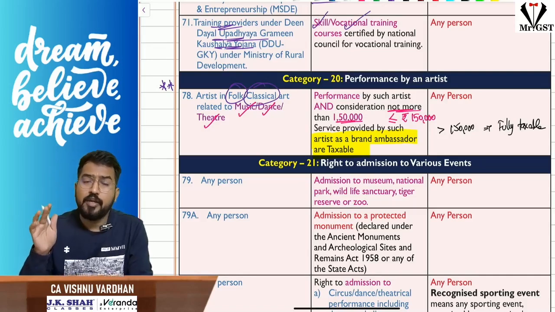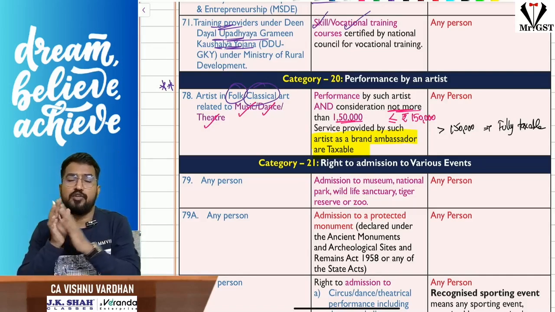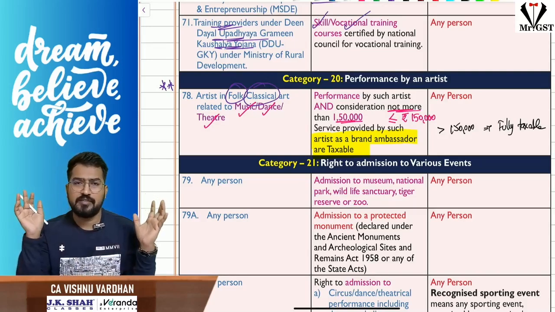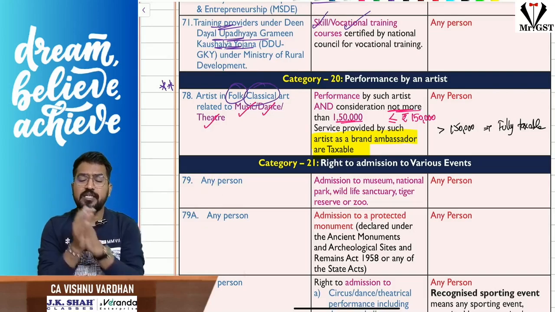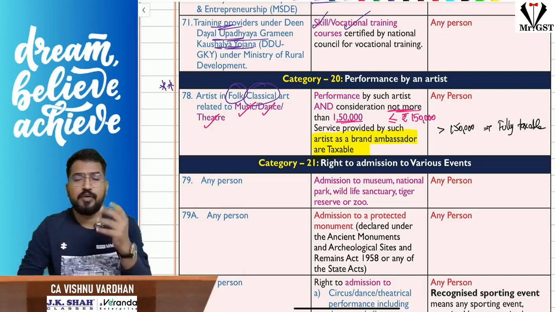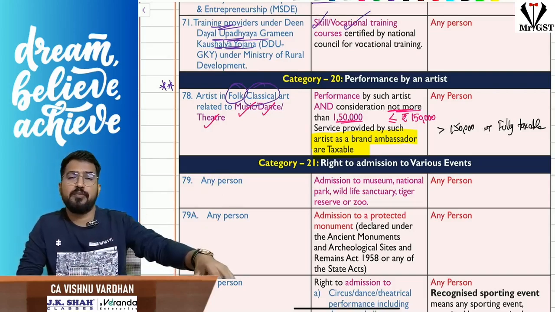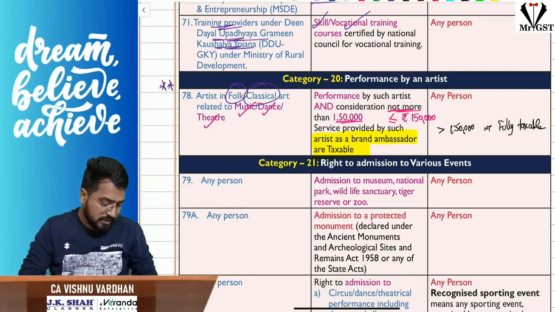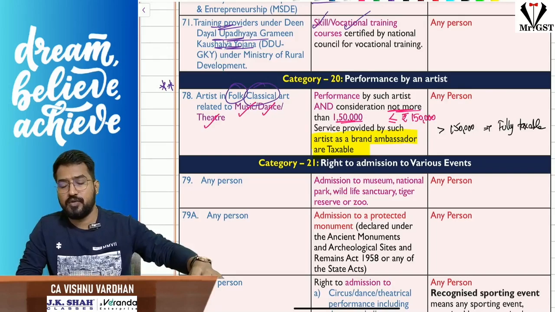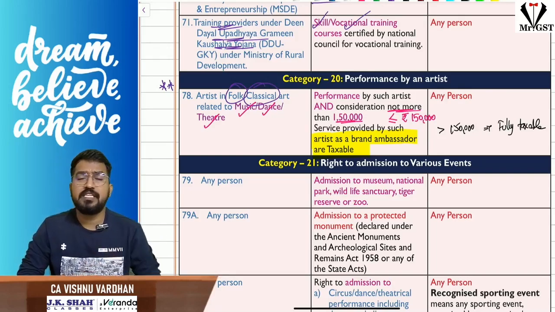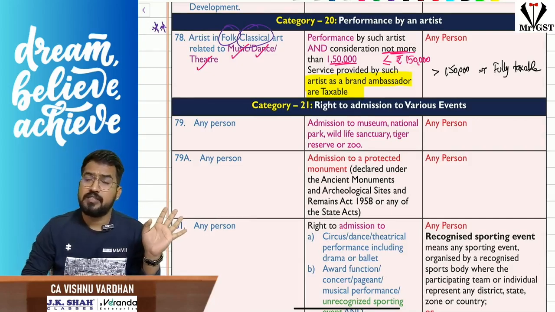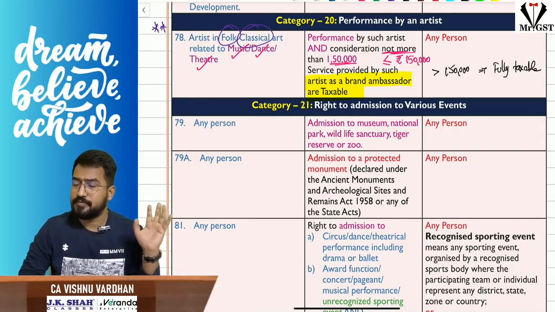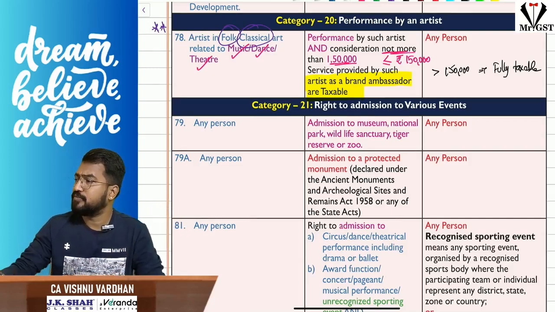And I repeat here, you should be a folk or classical artist, not western, not hip hop, not something else, not salsa, jalsa and all. Okay, so folk or classical form, and music, dance or theatre. With respect to this, if you are performing, and per performance, if the consideration you are charging is not exceeding 1,50,000, then it is exempt under GST. If it is exceeding 1,50,000, fully taxable. And if you are acting as a brand ambassador, yes, 1 rupee also taxable. Hope it is clear for you.